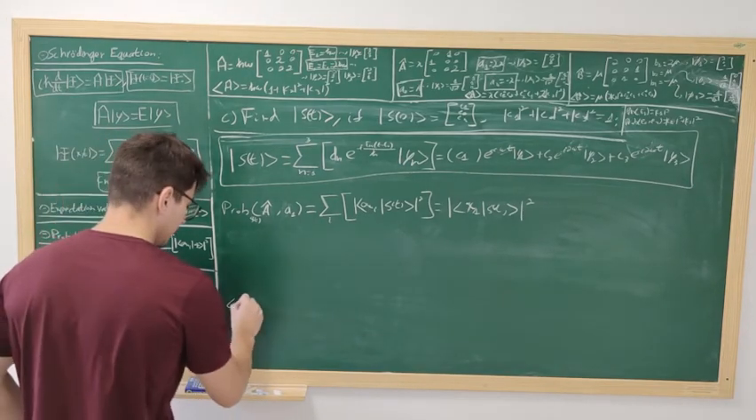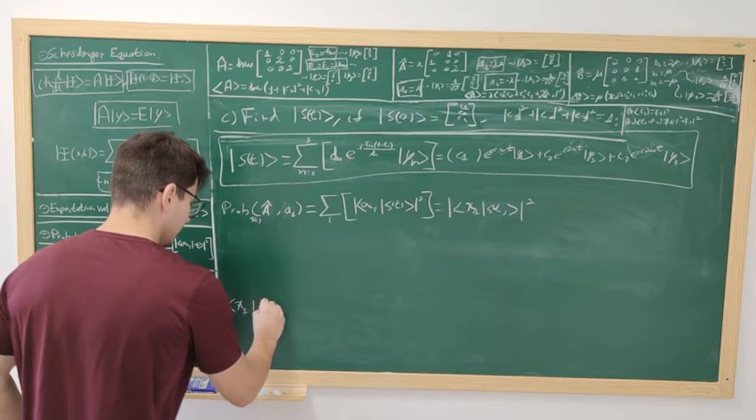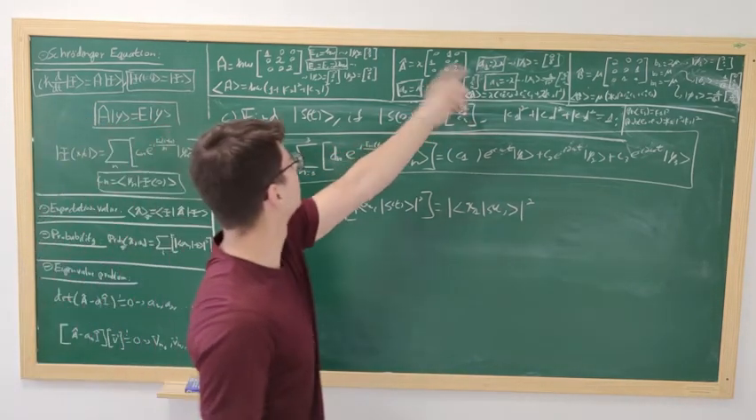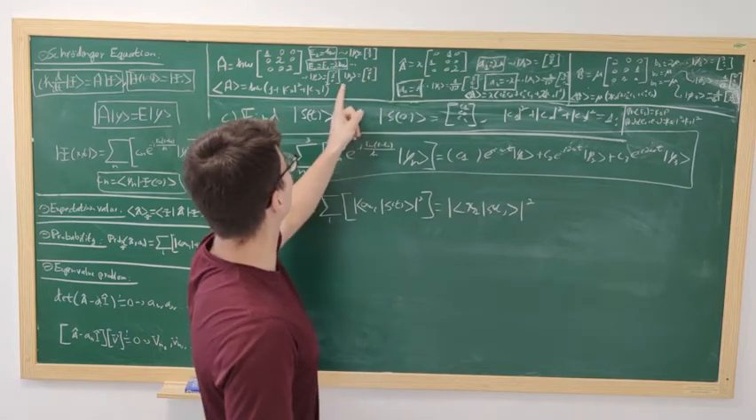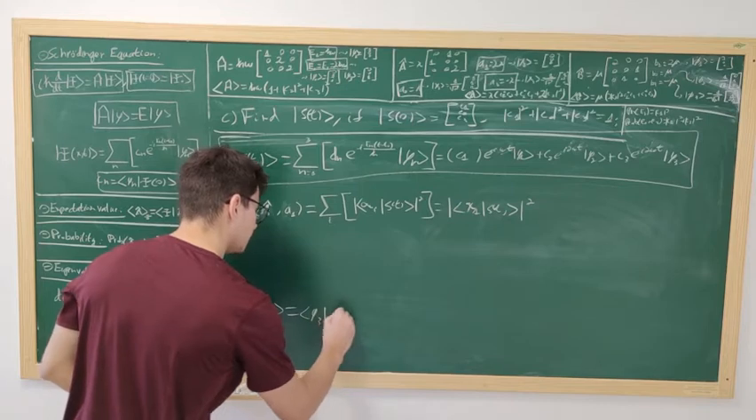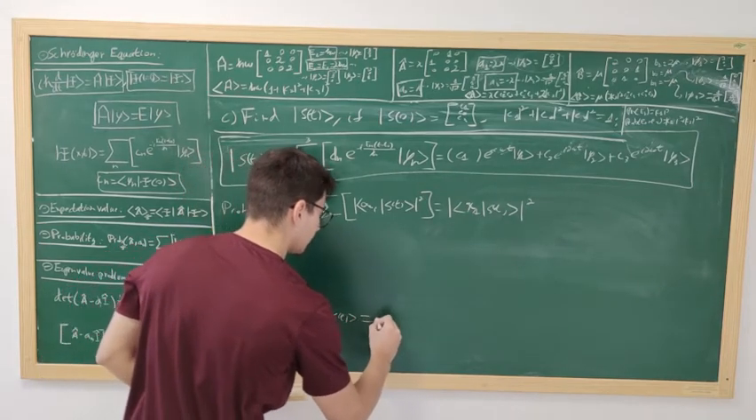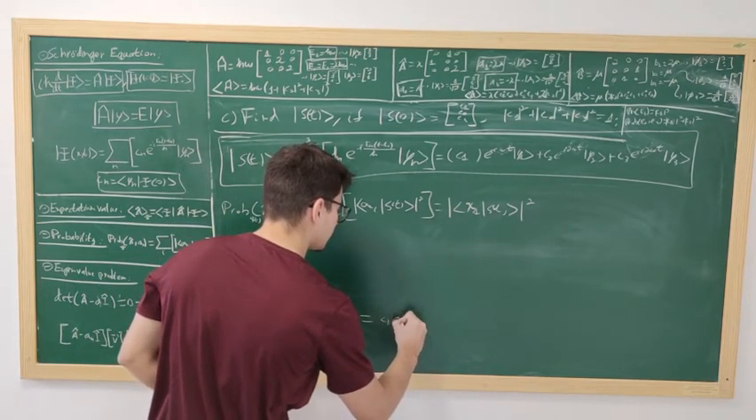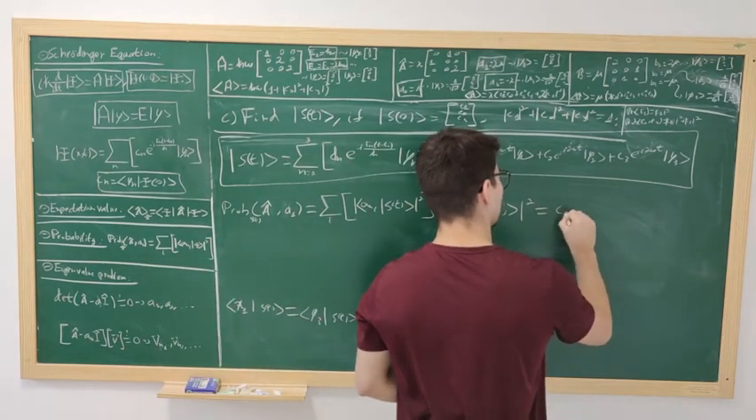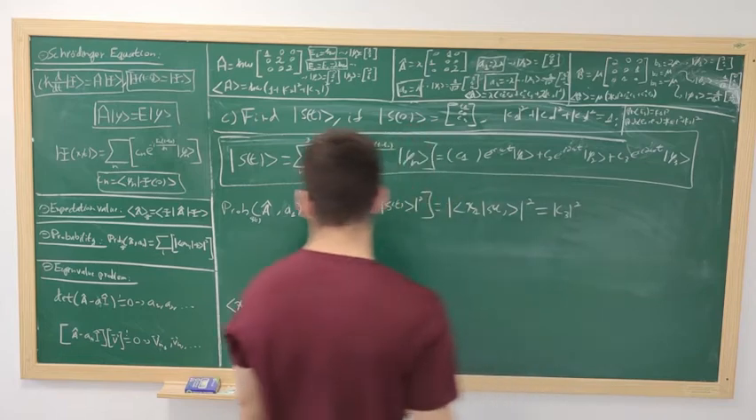So let's just check this one again. In our case, phi 1 really is nothing but phi 3. So this would be the same as writing the inner product of phi 3 with psi(t), and we know that this gave us c3 e to the minus 2 omega t. So this is just c3 squared. Oh, that was easy.